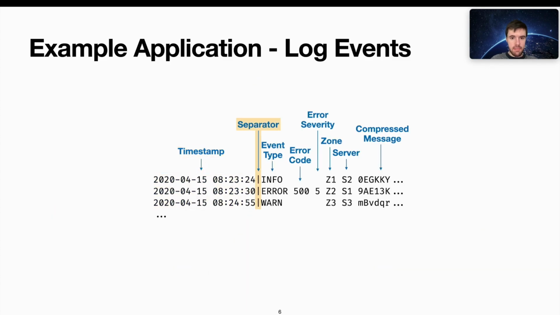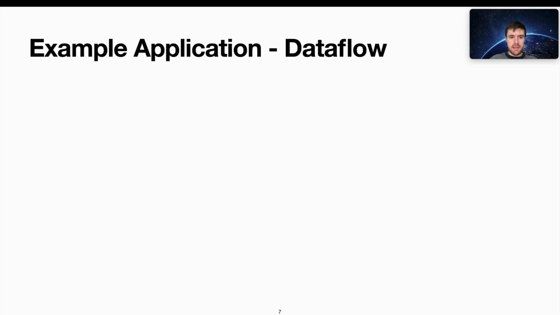They have a timestamp and then a separator to separate the timestamp from the event data. Then they have an event type, and if it's an error event, it has a code and a severity. Then they have the zone and the server that sent the event, and then a compressed message to describe the event.